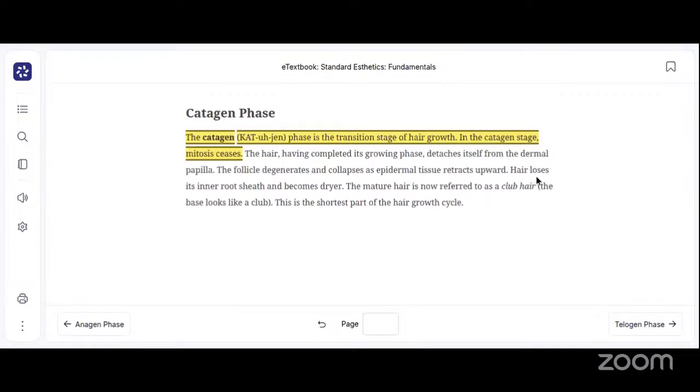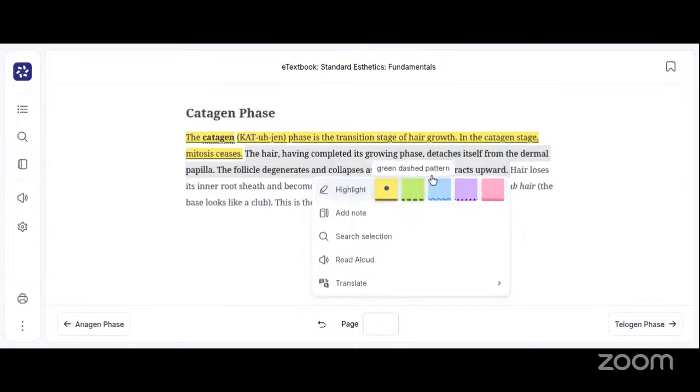The hair loses its inner root sheath and becomes drier. I'm going to go green here for your review.